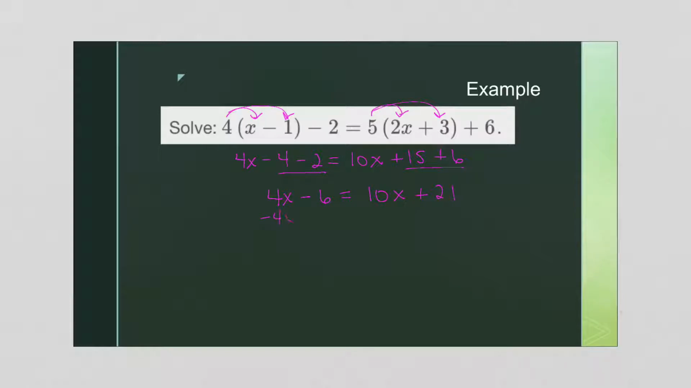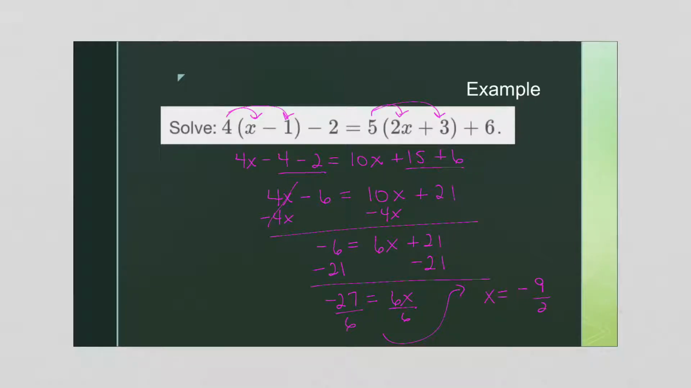So I'm going to subtract 4x from both sides. That goes away. I'm left with negative 6 is equal to 10x minus 4x is 6x. I bring my plus 21 straight down. Now I'm going to subtract 21 because I want to put my constant terms on the other side. And so I get negative 27 is equal to 6x. Divide by 6. X is equal to, let's reduce that, negative 9 halves.